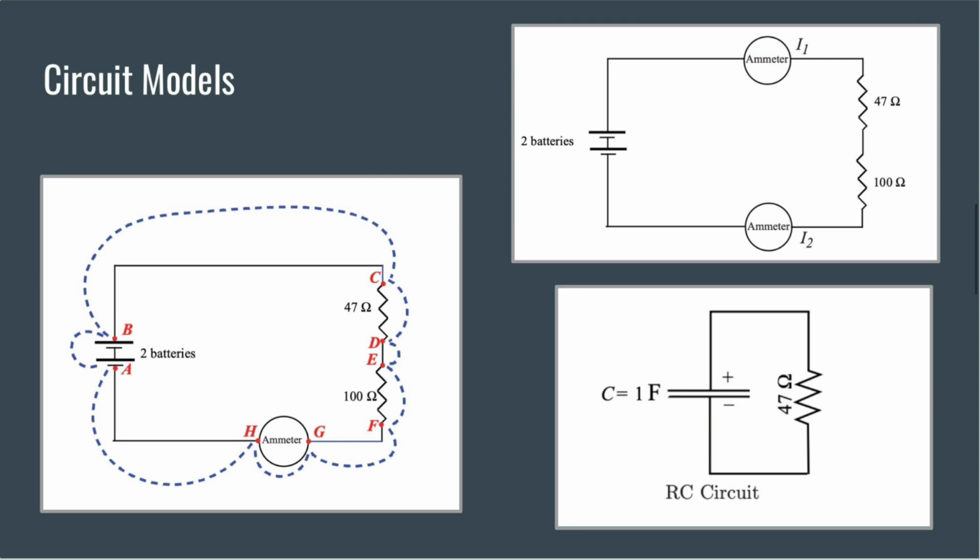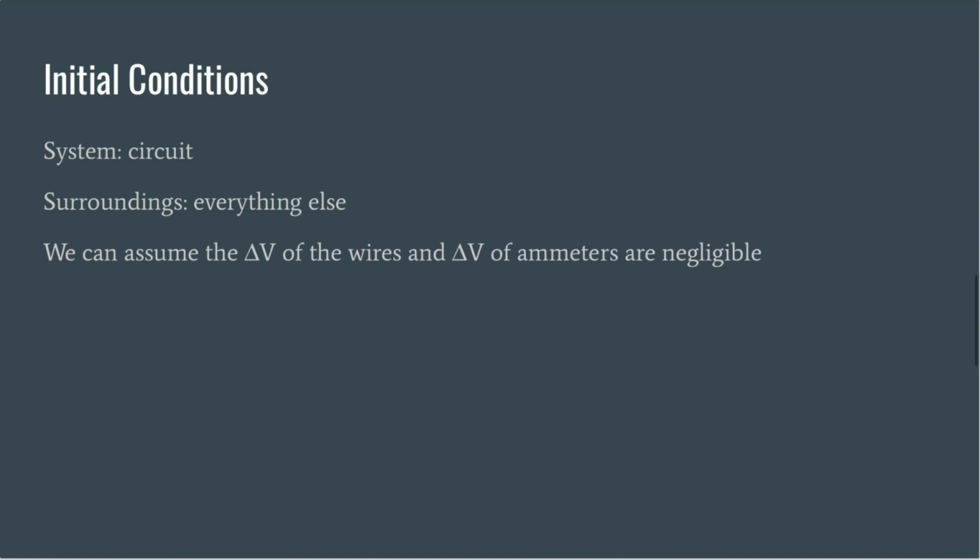Next, here are 3 images that show the circuit models that the simulation is showing in this lab, and I took these 3 from the Lab 3 instructions. When creating the circuit simulations, the system we're using is the circuit and the surroundings is everything else. We can also assume that the voltage of the wires and the voltage of the ammeters are negligible.